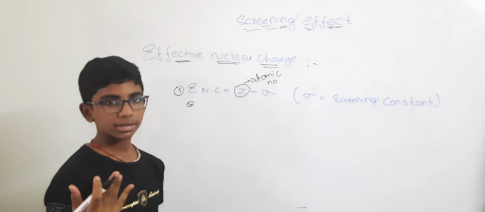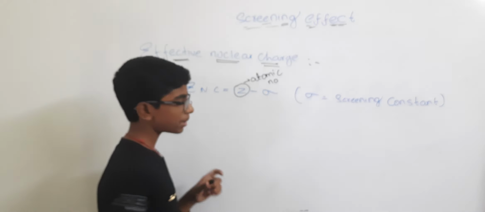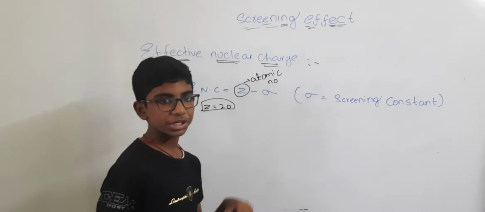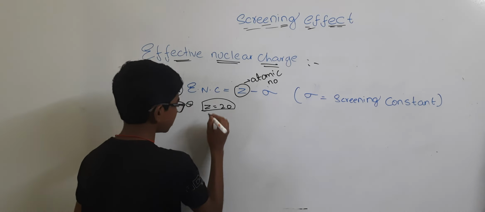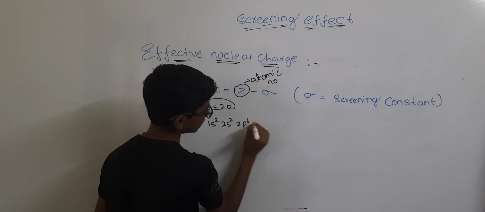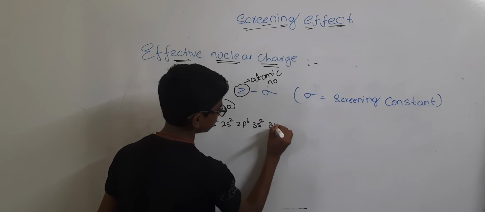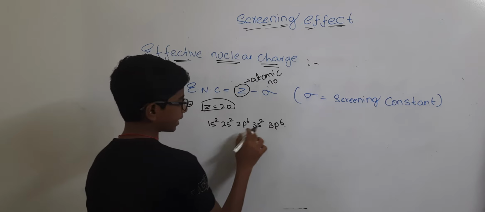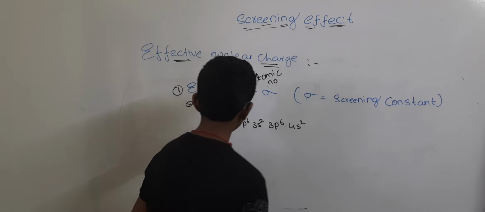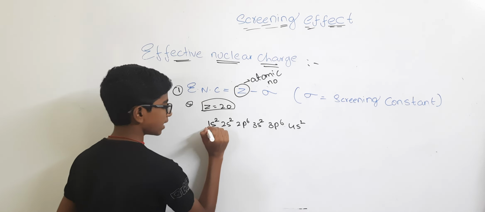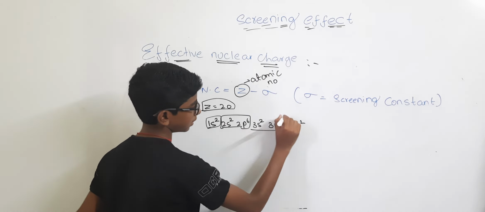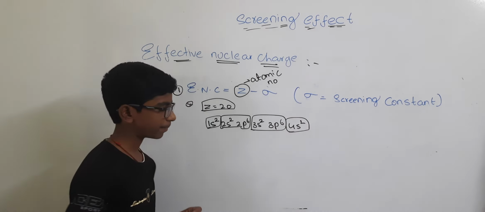For example, you take calcium. What is the atomic number of calcium? Z is equal to 20. Then the electronic configuration of calcium is 1s2, 2s2, 2p6, 3s2, 3p6. How many electrons? 18 electrons. This is the configuration of argon. Then 3p6 and 4s2 next. I have written it in the shell-wise manner. This is the first shell, this is the second shell, third shell, and this is the fourth shell.